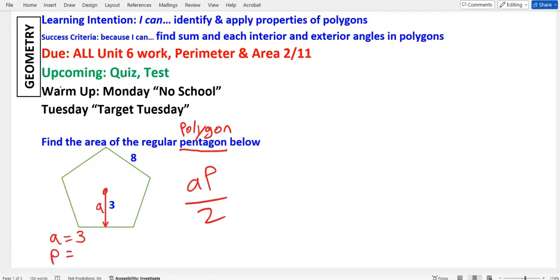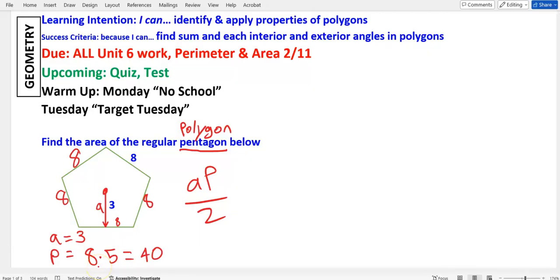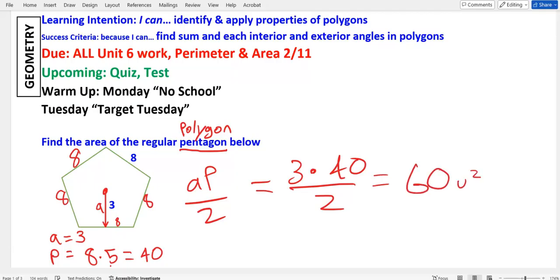Okay, so this is very important. Capital P is never going to be labeled on there. You got to multiply it. So 8, 8, 8, 8 eighths. 8 5 times, basically. 8 times 5 is 40. So again, the most common mistake is people doing 3 times 8. It's not that simple, unfortunately. Okay, you got to do a little step for the perimeter. So it's going to be apothem 3 times perimeter 40, and then divided by 2. You throw that into Desmos and you get 60, whatever the units are, squared.